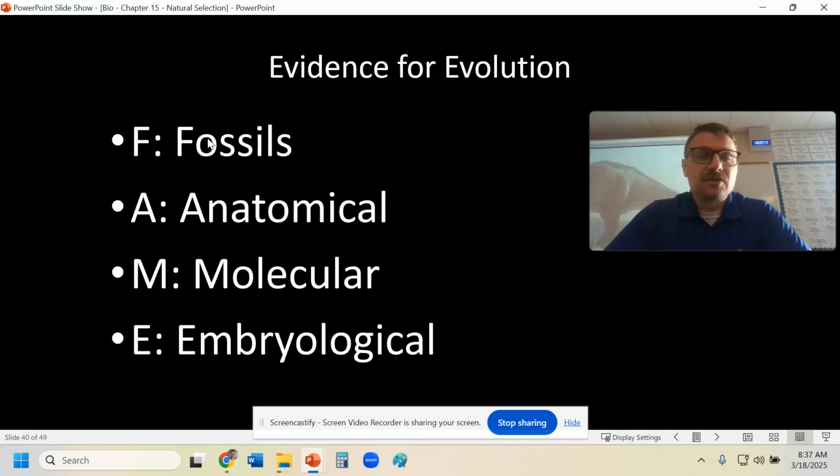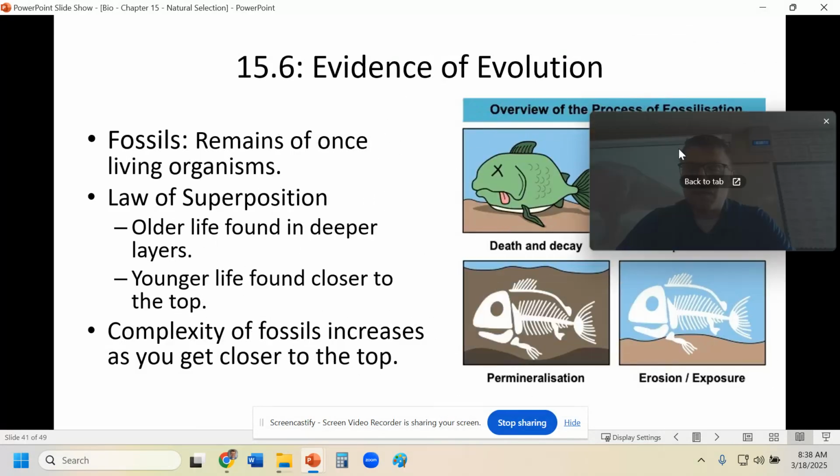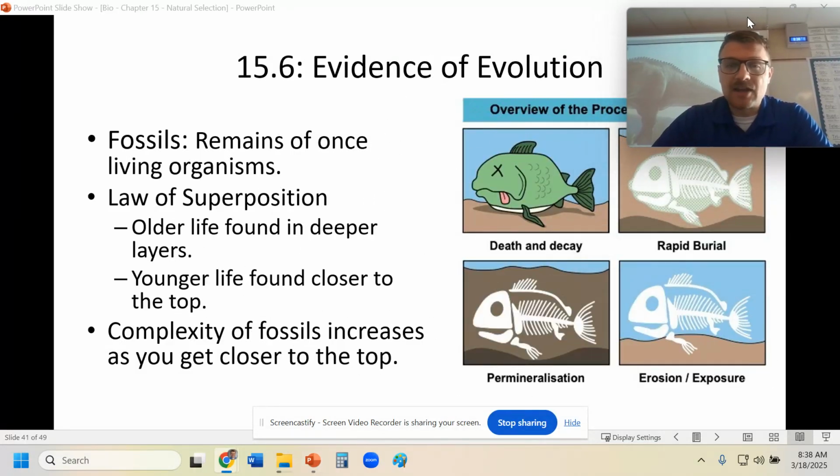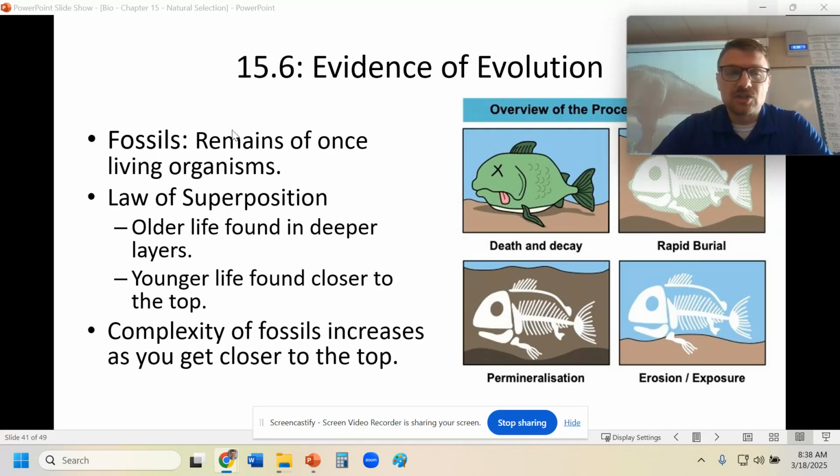Hello, everyone. This is going to be our last section on chapter 15, where we look at the evidence of evolution. I like to have the students remember the word FAME to remember the evidence of evolution. This is fossil, anatomical, molecular, and embryological. So we're going to go over one slide per set of evidence, and I know it's going to be a lot of information, but again, this is only just one slide.